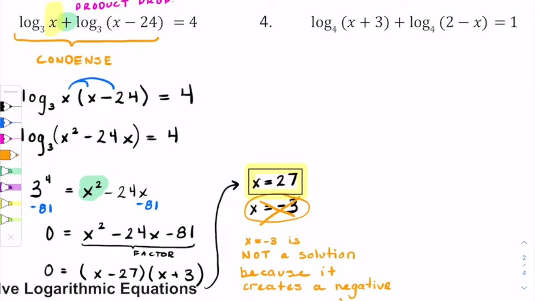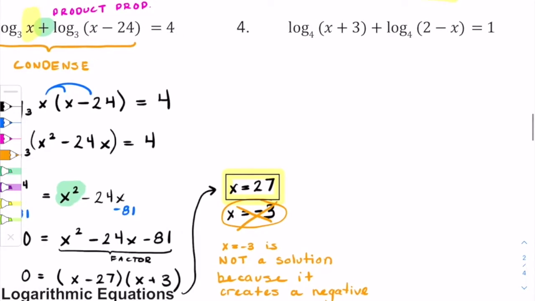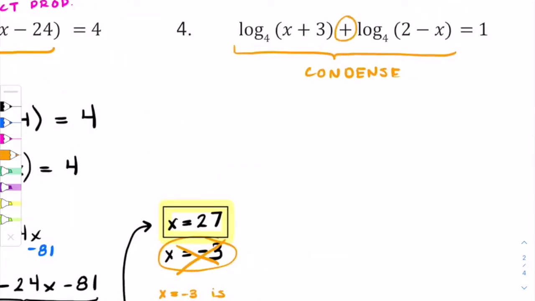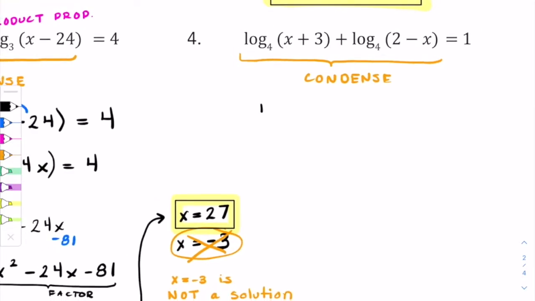Number 4 is similar to number 3. We do have to condense this expression and then solve for the logarithm. Remember, when you're condensing, you do have to make sure your bases are the same, which they are in this case. Because we are adding, once again, this is addition, so addition is the product property. Adding will allow us to write our arguments as two multiplied expressions. Therefore, it's log base 4 of x plus 3 times 2 minus x, and this is equal to 1.